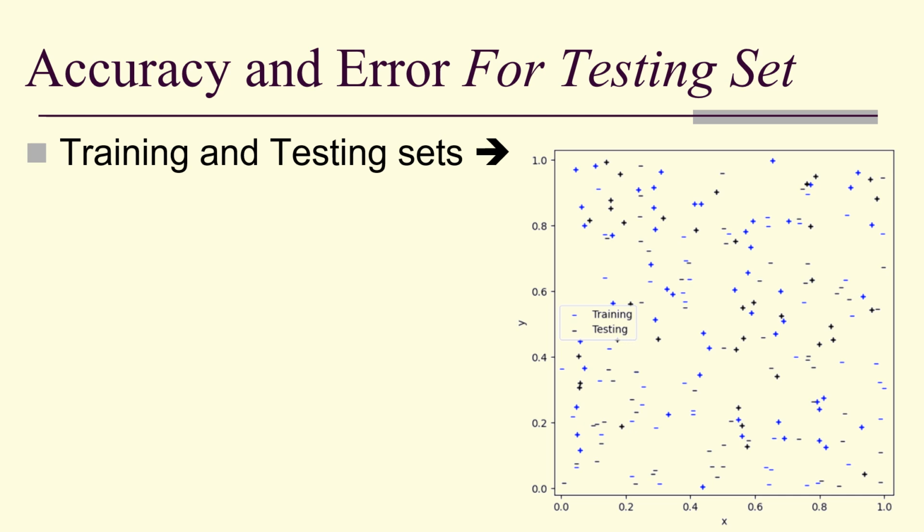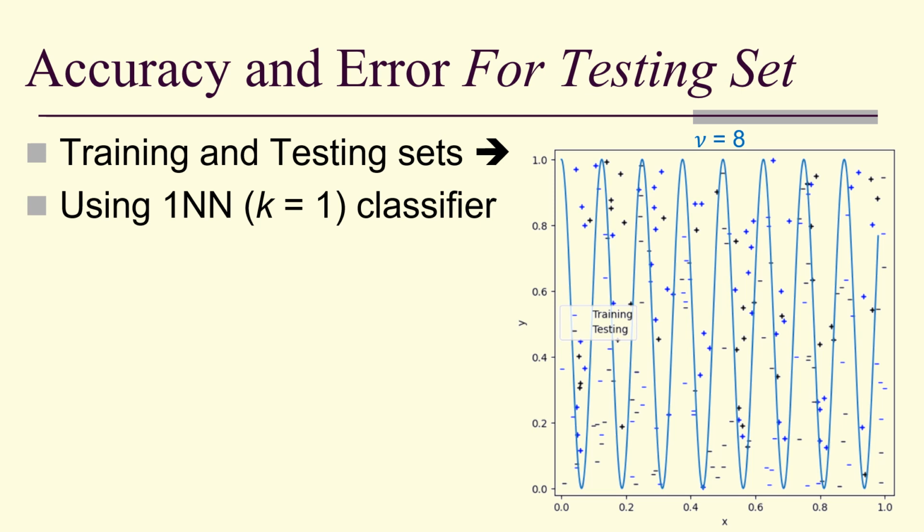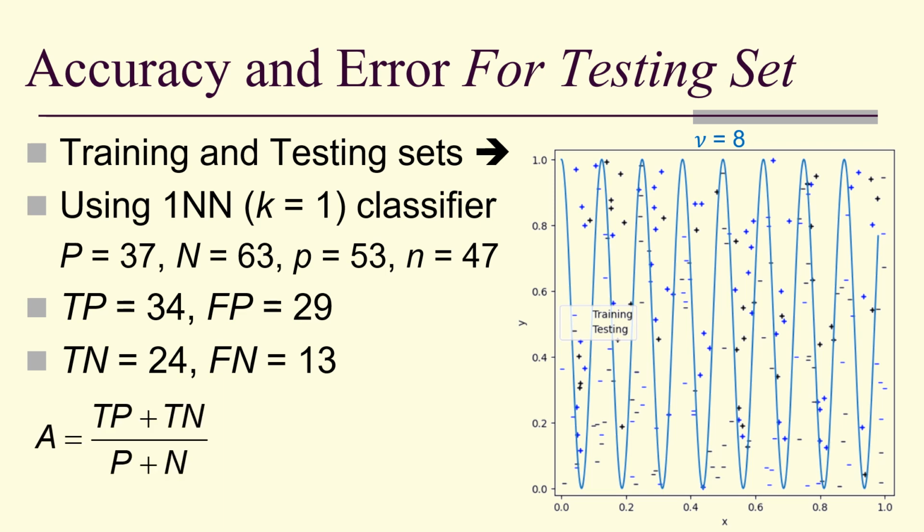Now, here's another example, but in this case we have nu equals 8. And again, using our one nearest neighbor classifier trained on the training set, applied to the test set, I end up with 37 actual positives, 63 actual negatives, 53 predicted positive, and 47 predicted negative. My true positives were 34, my false positives 29, my true negatives were 24, my false negatives 13, and my accuracy was 34 plus 24 over 37 plus 63, 58 over 100. That's 58%. This is getting closer to that random classifier.